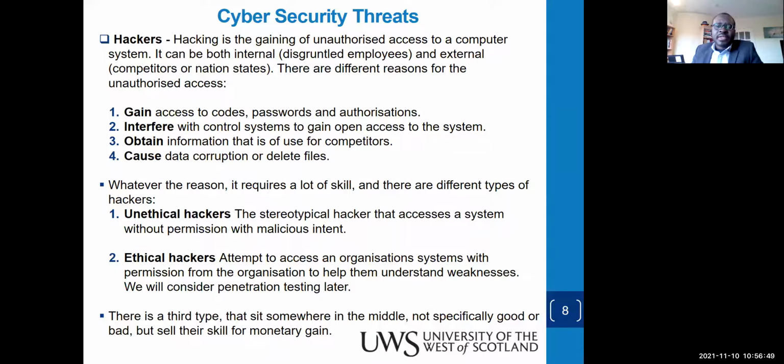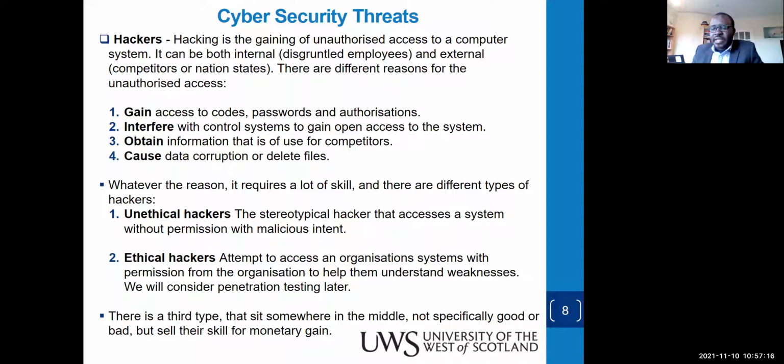Now, we also have some threats to cybersecurity, hackers. Some are ethical, some are not ethical. Who are these? Let's see. They will gain unauthorized access to your computer system. It can be employees within the organization who are disgruntled, they are not happy. They will just log into the system and destroy stuff or just prevent you from working. They can also be external guys. So competitors, national states, they log into your system.